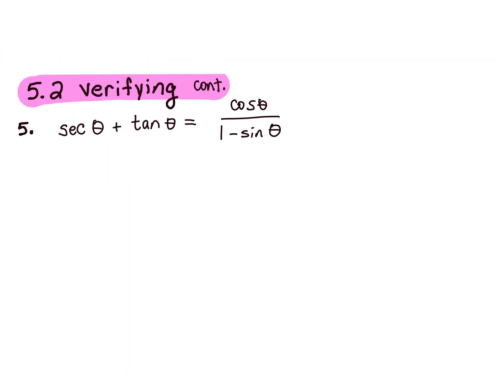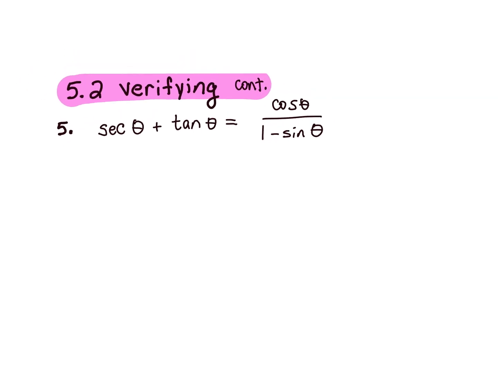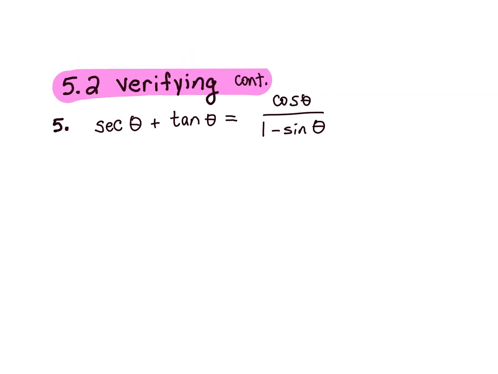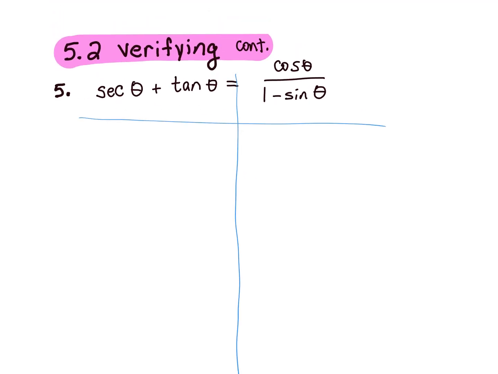All right, so example number 5 on your verifying notes, 5.2 verifying notes. The first thing we're going to do, first of all, you should have your identities right next to you. But we're going to do our little T-chart, and we're going to figure out which side looks more difficult. The right-hand side is more difficult because we have a fraction.